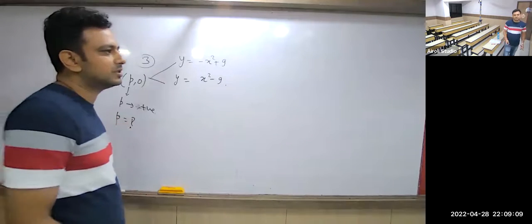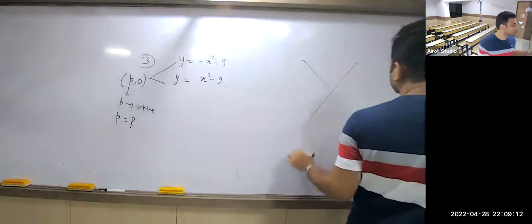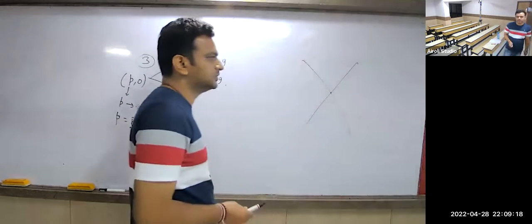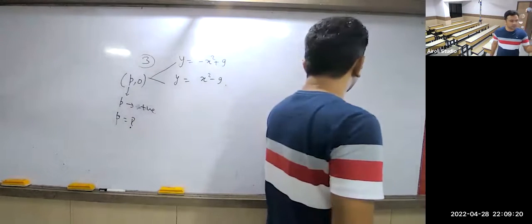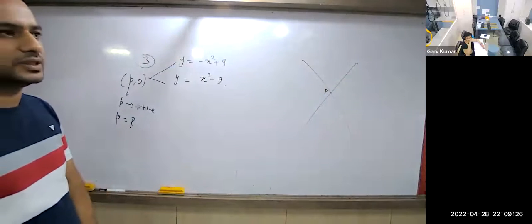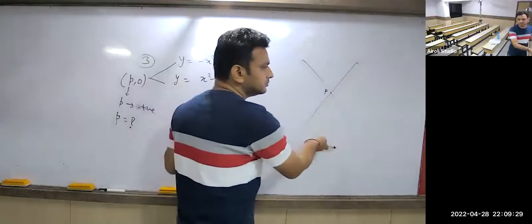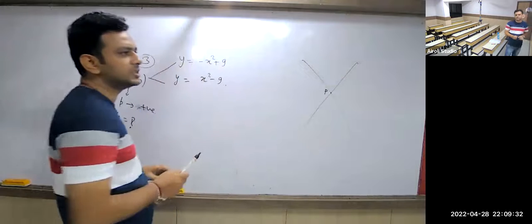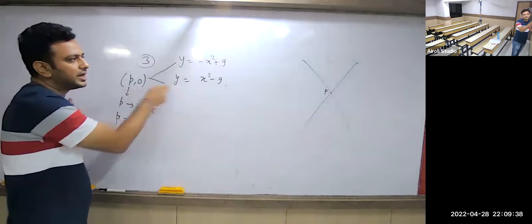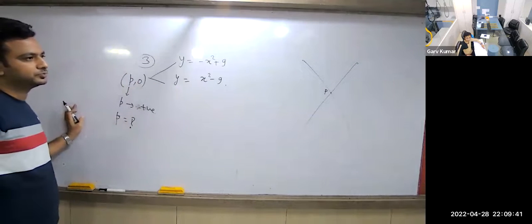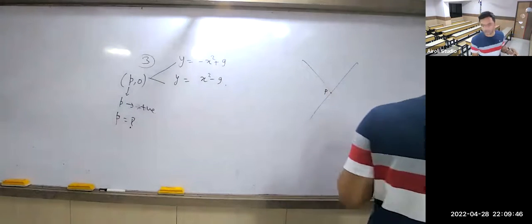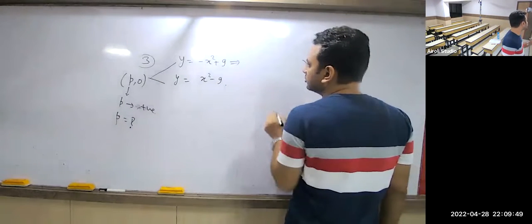If I'm saying 2 lines are intersecting, what does that mean? The intersection point will lie on both the lines, can I say? Because this is the intersection point, it will satisfy both the lines. So can I put the point on the graphs? It will lie on the first graph.